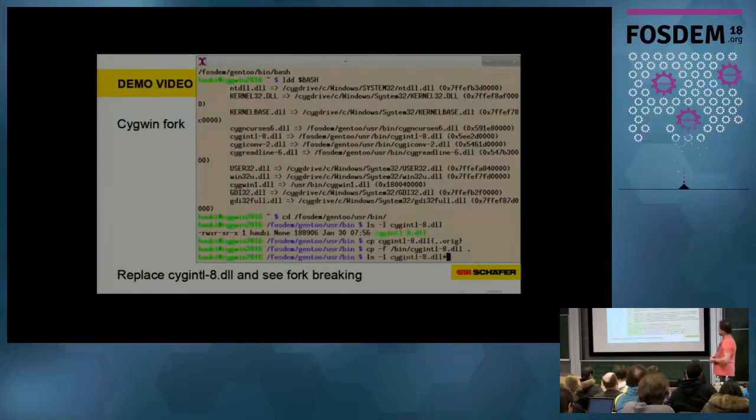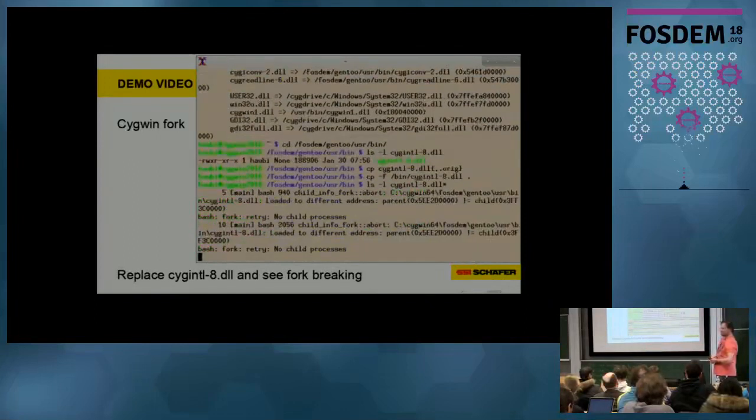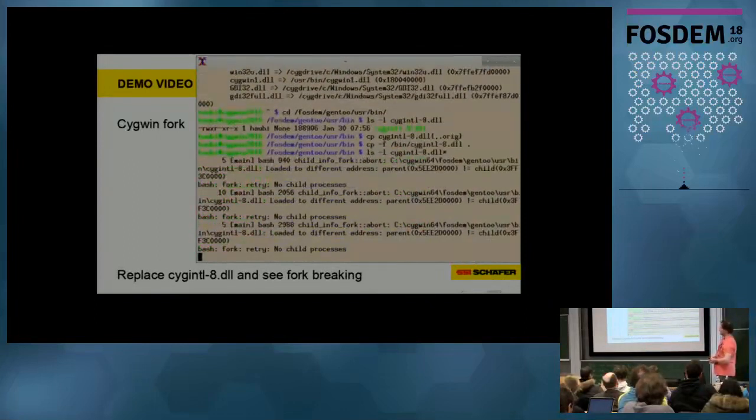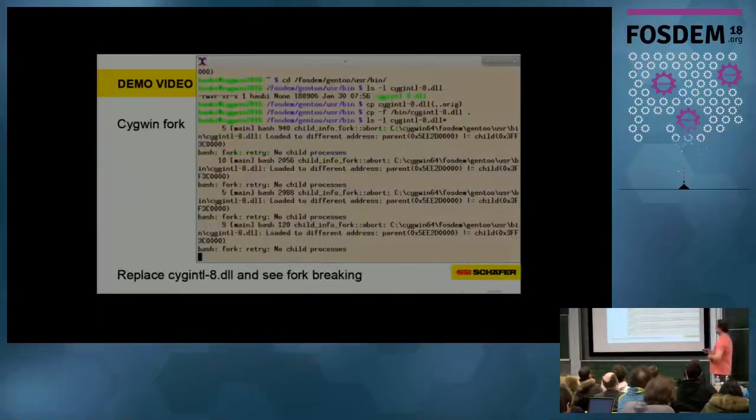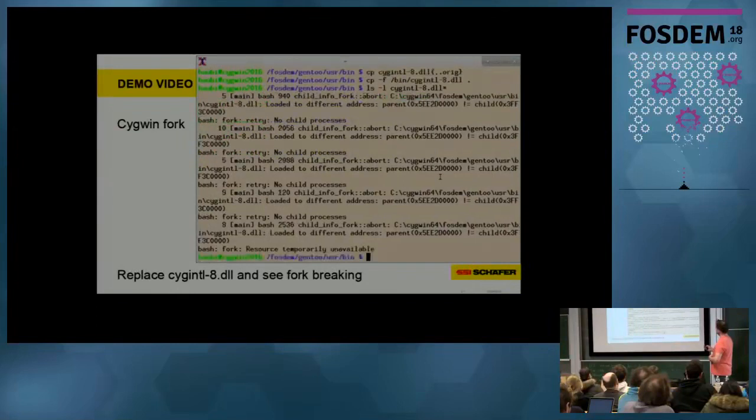And now, we're using the vanilla Cygwin DLL. You can see how it breaks. Why does it break? It does tell quite nicely. The current shell does fork, or wants to fork, to execute the ls process in the child.